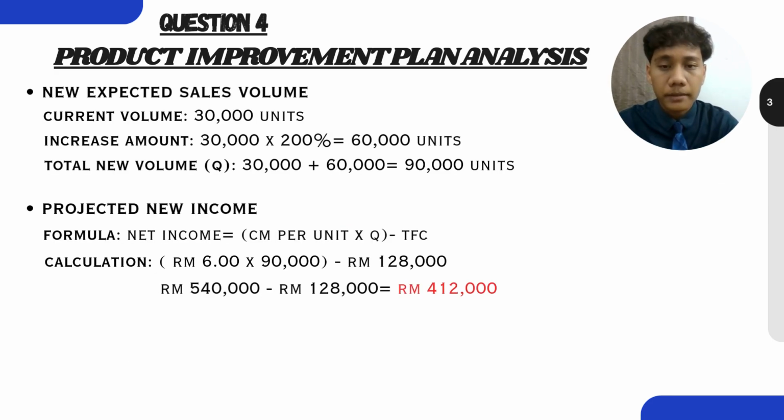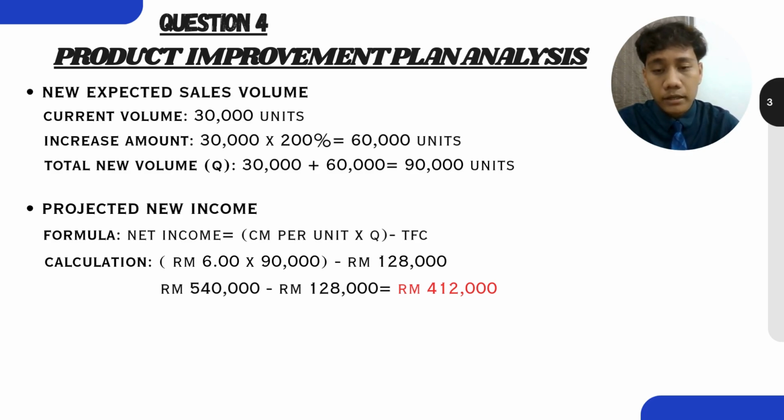Step 4, we look at the big picture with the new sales volume, that is 90,000 units. So how do we get it? First, current volume is 30,000 units. The increased amount is 30,000 units times 200% equals 60,000 units. So the total new volume is 30,000 plus 60,000 equals 90,000 units.